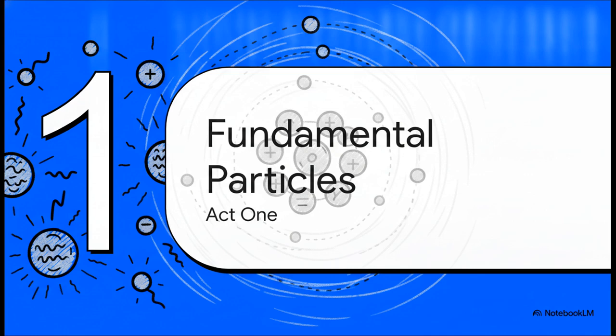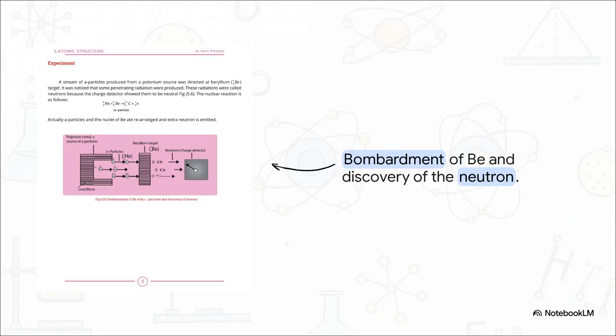Section 1, the fundamental particles. So, to understand the atom, we obviously had to identify its basic building blocks first. For the longest time, scientists only knew about the negative electron and the positive proton, but the math for atomic mass just wasn't adding up. Enter James Chadwick in 1932, and this brilliantly illustrates his experiment.